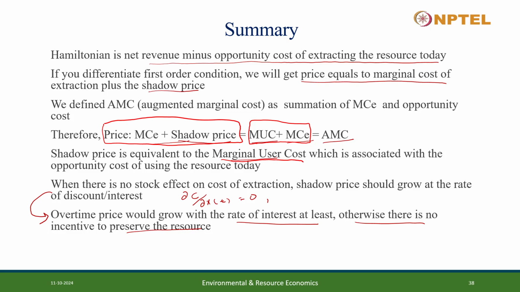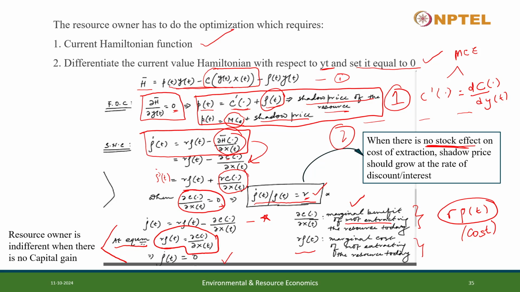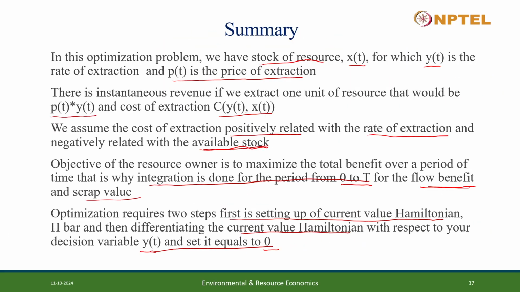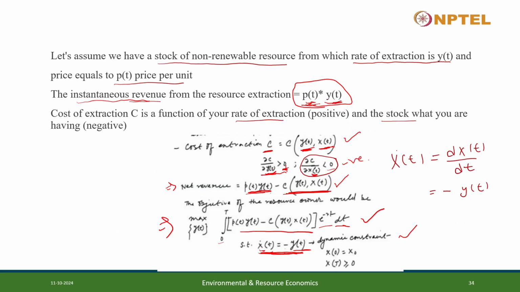When there is no stock effect on the cost of extraction, that is, when this term is equal to 0, the shadow price grows at the rate of discount or interest. Over time, the price would grow at the rate of interest at least. Otherwise, there is no incentive to preserve the resource for the future. So the main derivation is the price, equal to marginal cost plus shadow price. The shadow price indirectly shows the opportunity cost, or the cost of utilization, of using the resource right now. We also said that the benefit of keeping the resource in the future has two terms: first, the stock effect on the cost of extraction, and second, the capital gain. Now maybe we can discuss it with some questions.